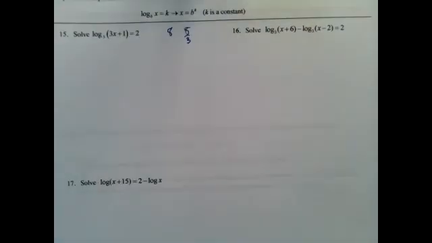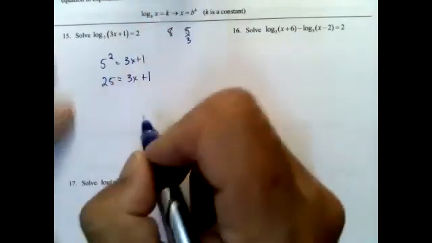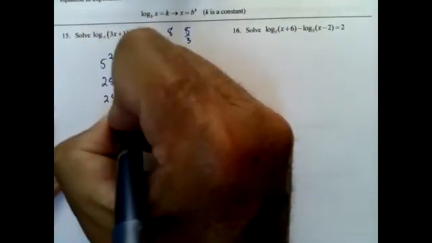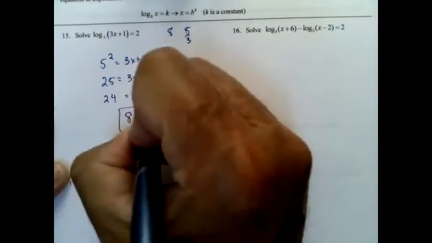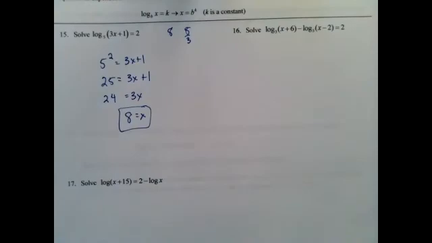I'd love to be able to put you in groups. So I have a couple guesses at answers. 8 and 8/3. Again, I'm going to write this as my base, my exponent. 5 squared equals 3x plus 1. 25 equals 3x plus 1. 24 equals 3x, I get 8.